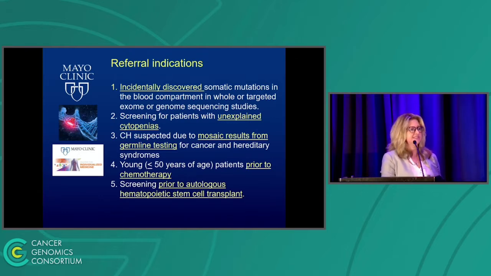Number 4, young patients less than 50 years of age, patients prior to chemotherapy, such as breast or ovarian cancer, follicular non-Hodgkin's lymphoma, or other cancers prior to adjuvant cytotoxic chemotherapy or intensive radiation therapy. And number 5, screening prior to autologous hematopoietic stem cell transplant. So these typically include amyloidosis, non-Hodgkin's lymphoma, and myeloma.